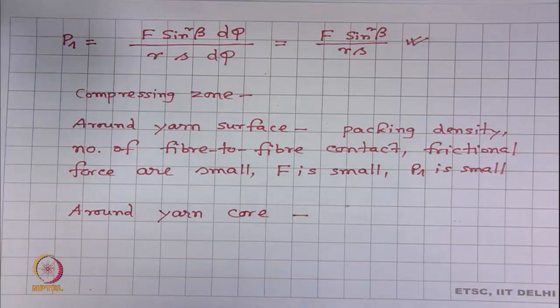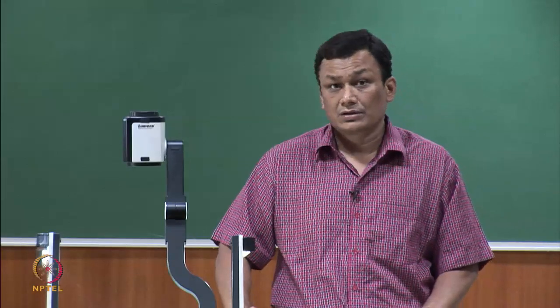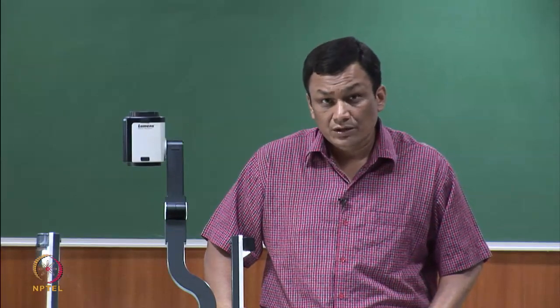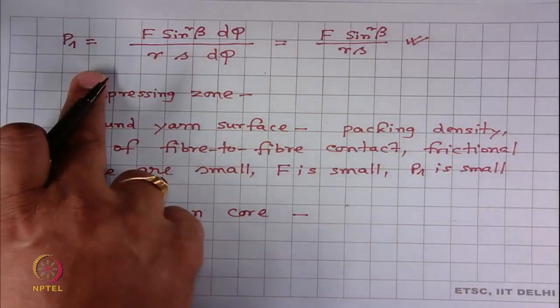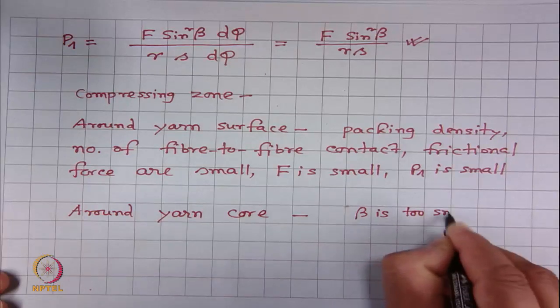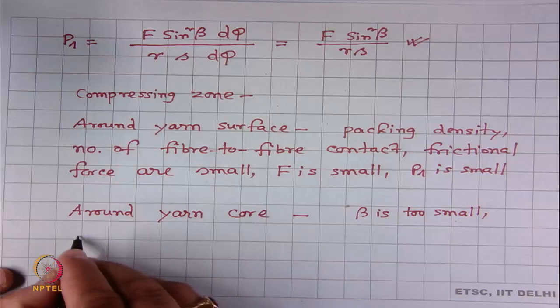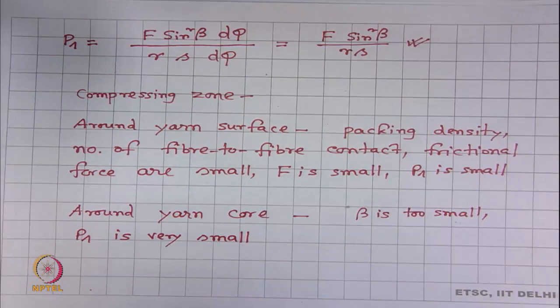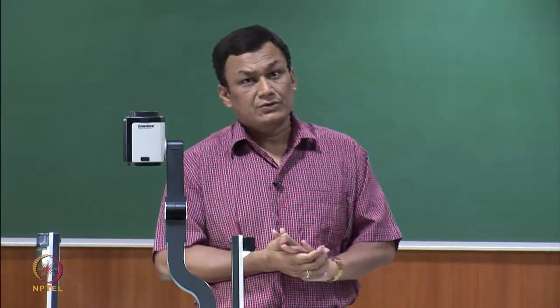Around the yarn core, it also cannot be present. Why? Around the yarn core, fibers are more or less straight. So, angle beta is very, very small. As a result, curvature is also very small. So, P 1 is small. That means, around the yarn core, beta is too small. So, P 1 is very small. So, the significantly compressed zone can neither be present around the yarn core nor around the yarn surface.